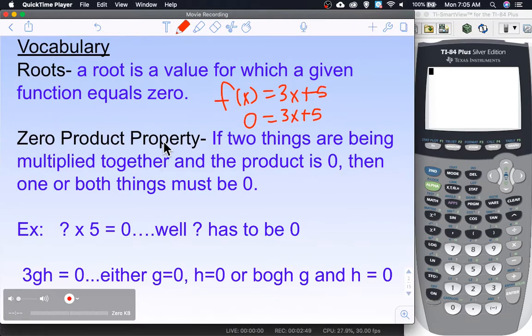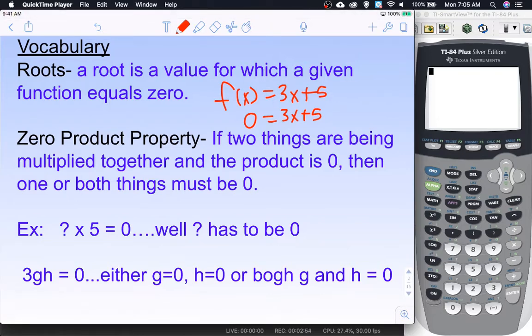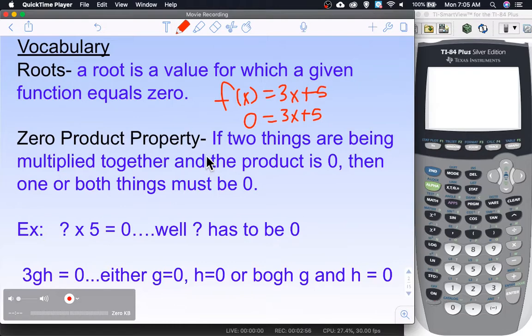But this zero product property, we're going to see a lot of, because we're going to do this in almost every single problem. So here's how the zero product property works. Think about it this way. If 2 things are being multiplied together and the product is 0, then one or both things must be equal to 0. Like, if something times 5 is 0, well, that something has to be 0. There's no other way around it.